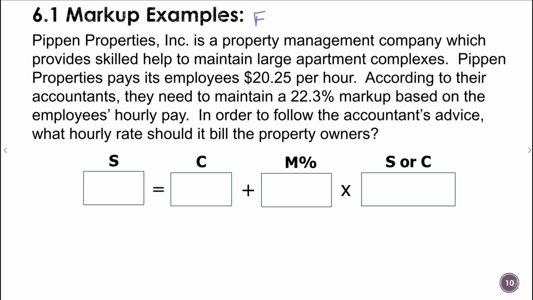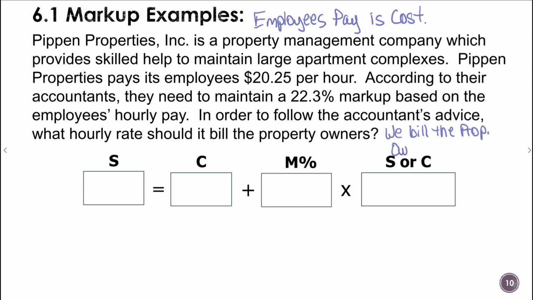First of all, employees' pay is going to be cost. Okay. And then what we bill the property owners, the selling price. Okay, so that's what we pay them, the selling price, or no, they pay us the selling price. Because what happens is the property management company makes money based on the difference between what they bill the property owners and what they pay their employees. Because the management company pays the employees to go do the work, but they bill the property owners at a higher rate, and then they make that money for actually doing the job of management.